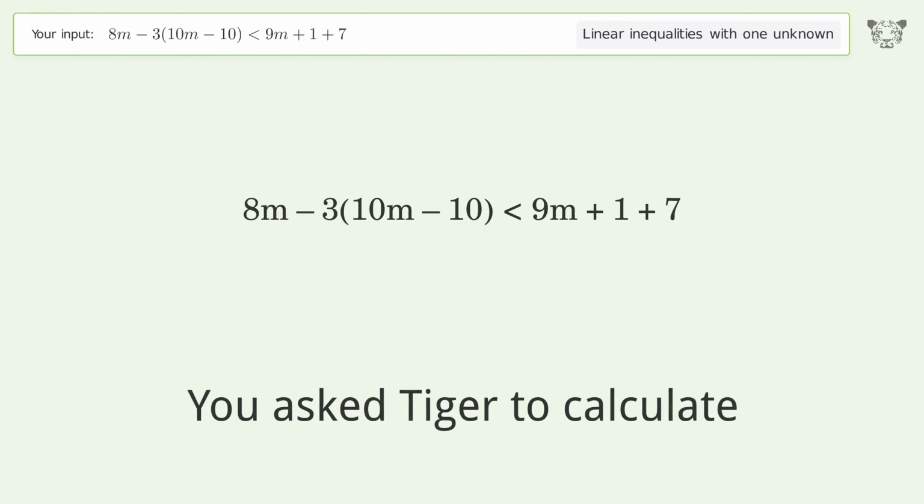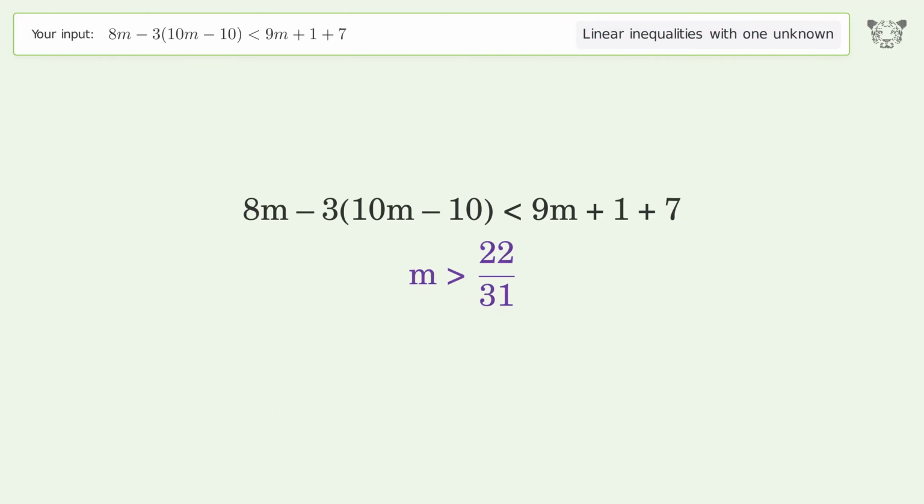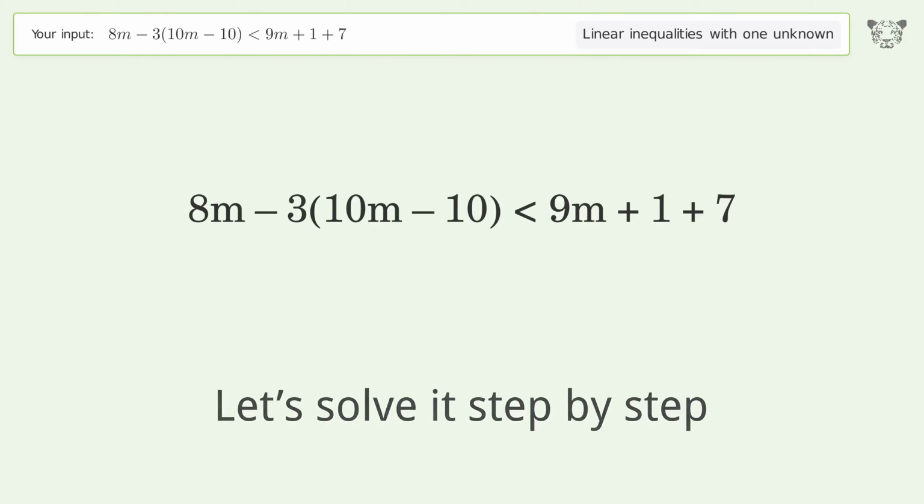You ask Tiger to calculate. This deals with linear inequalities with one unknown. The final result is m greater than 22/31. Let's solve it step by step.